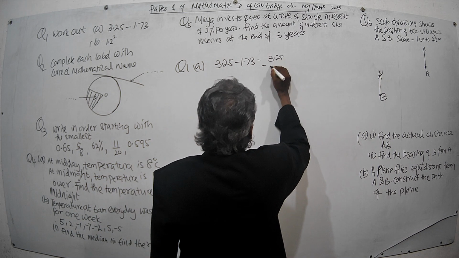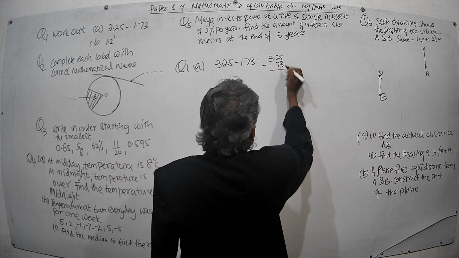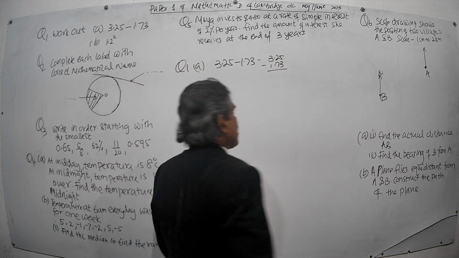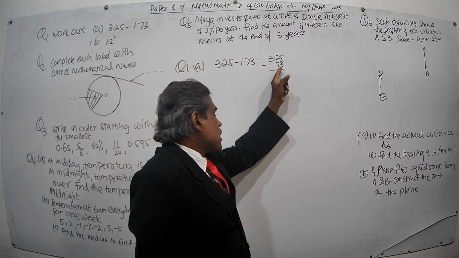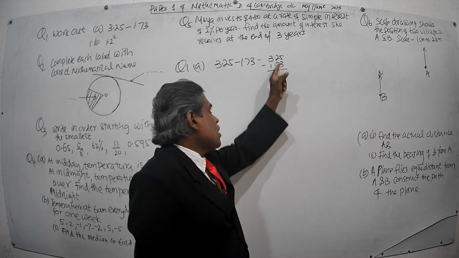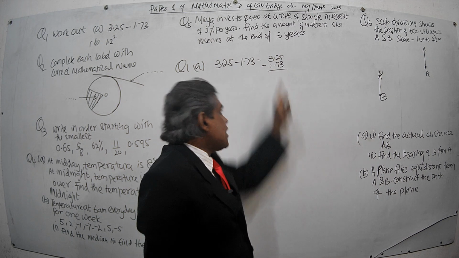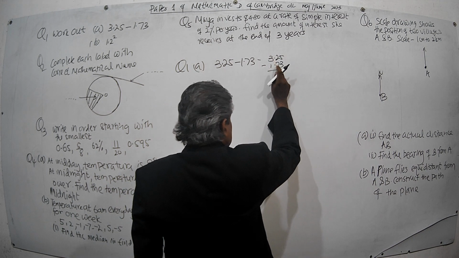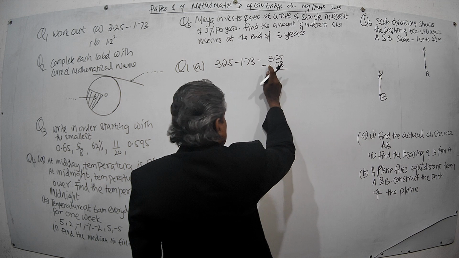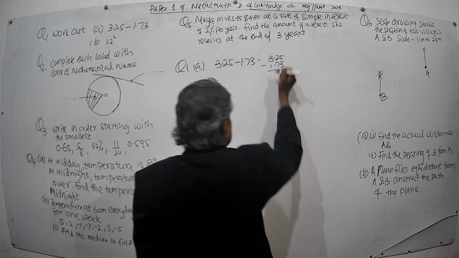3.25 minus 1.73. Then you deduct like this. You have to write the decimal places of the same place value vertically in line: first decimal place under first decimal place, second decimal place under second decimal place, units under units. Okay, now you deduct.